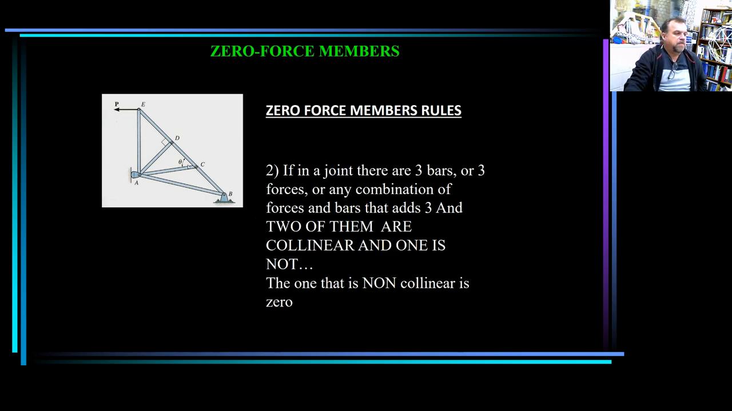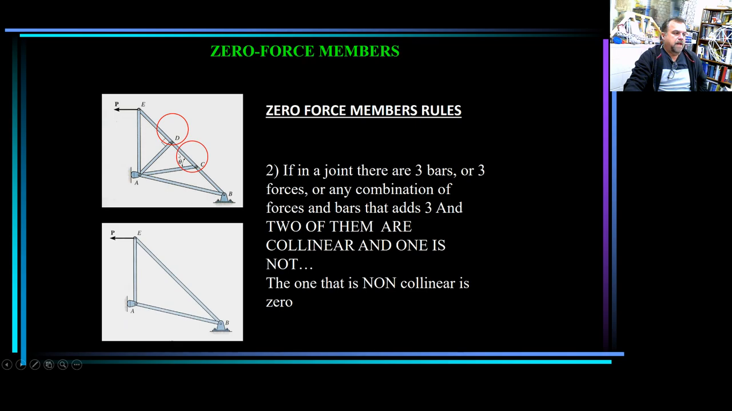So if you look here, for example, I have one, two, three. Two of them are collinear, and the one that is not should be zero. And here also one, two, three. Two of them are collinear, and the one that is not is zero. You can eliminate them and calculate the rest.